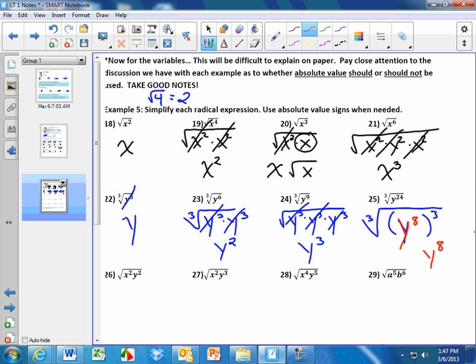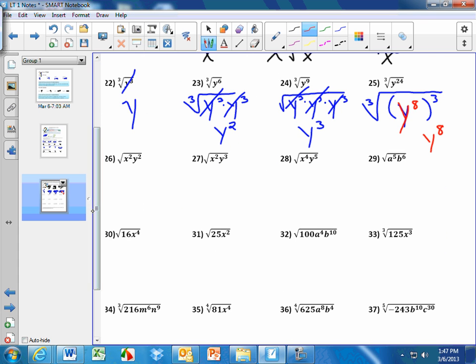All right, so let's see if we can see. It would sound like an echo, wouldn't it? So let's see if we can speed this up a little bit. 26. X times y. Yep, good. 27.